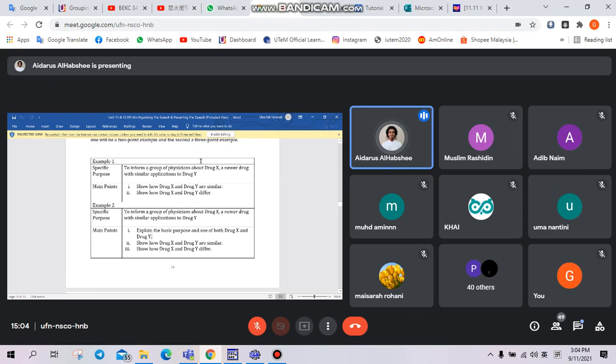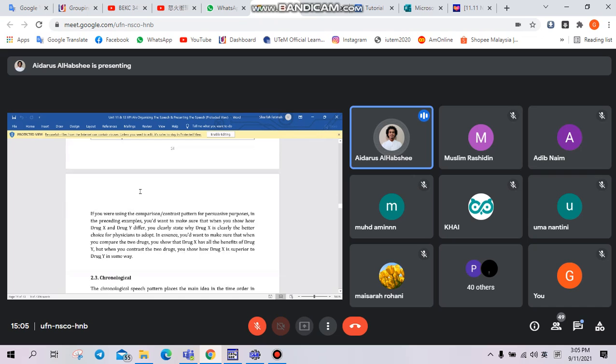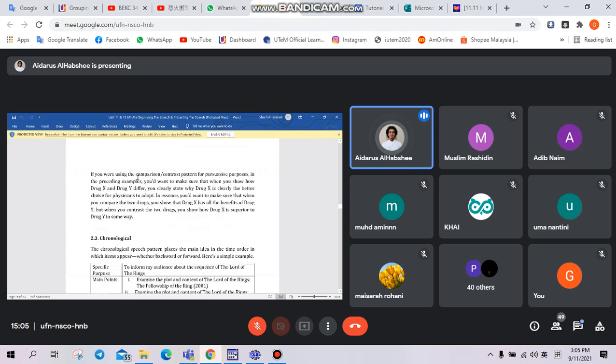Yeah, but before you do both, you actually have to explain what is the basic purpose and what is the use of both items, and then you move on to the second point, and then you are comparing, and also the third point, which is why you are contrasting it. Okay, so you are showing both items are almost identical, and then both items are different. Okay, so these are the 3 main points that you can use in comparison and also contrasting.